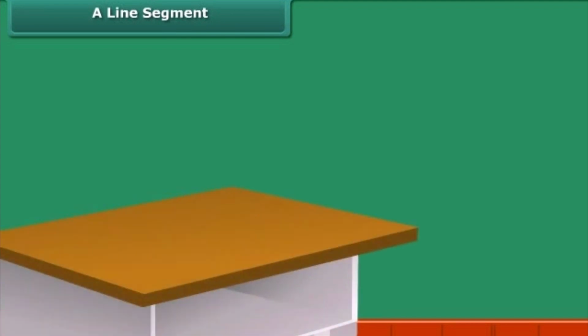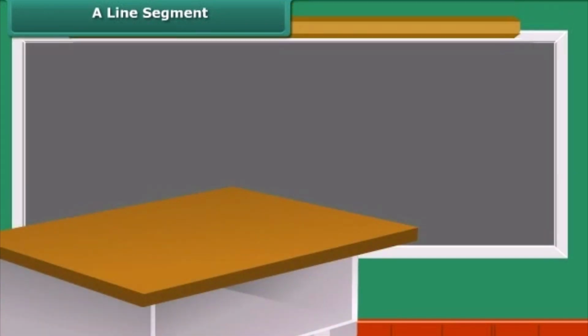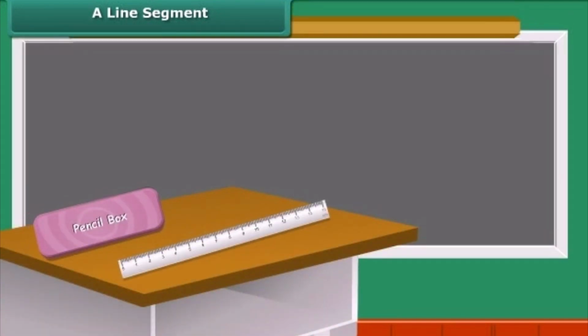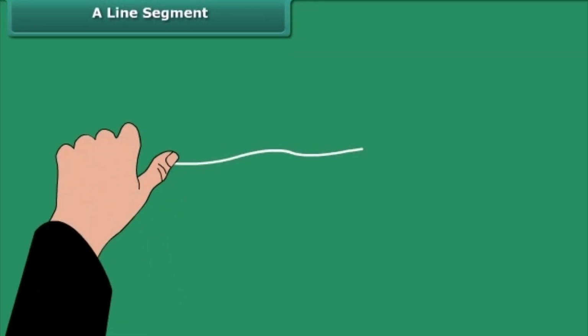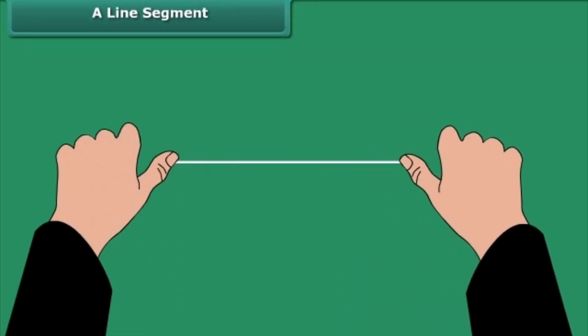There are many examples of a line segment in our daily life. The edge of a desk, blackboard, pencil box, ruler, or lunch box is a line segment. Take a paper, fold it, and then unfold it. The mark left due to folding of paper is a line segment. Take a thin thread and hold it without slack. It represents a line segment.